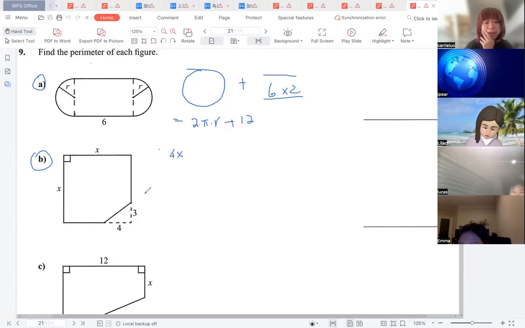4x, if nothing has been cut, should be 4x, right? For the perimeter. But unfortunately, this part has been cut. So everybody, we need to minus 7, correct? But we add up this one. So what is the measurement of this one? This is 3, this is 4. Obviously, this is a right triangle. So this is 5, right? Pythagorean theorem. So it might plus 5.